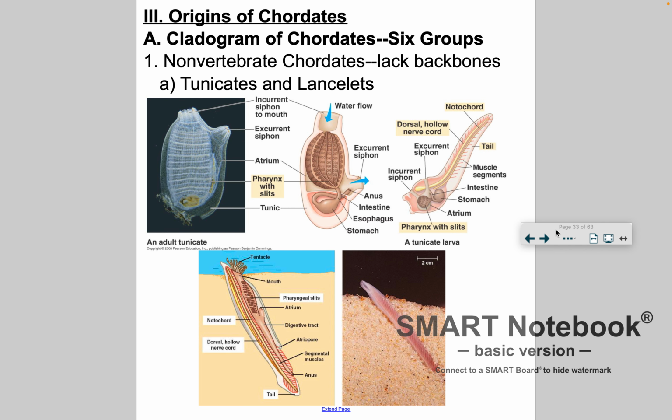Moving on to chordates, 6 groups. First group is called non-vertebrate chordates. These are your tunicates and lancelets. These organisms are considered chordates because they have that dorsal nerve cord, they have a notochord, they have a tail, and they have a pharynx with slits. They just don't develop the vertebrae, the backbone part. Okay, so they are considered non-vertebrate chordates.